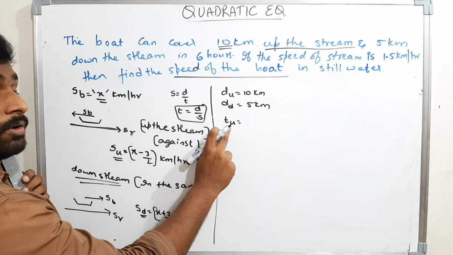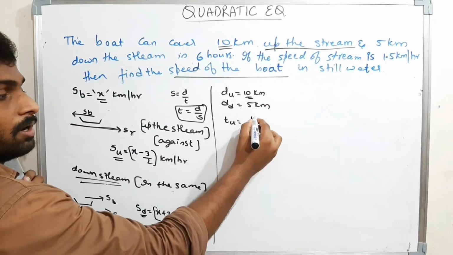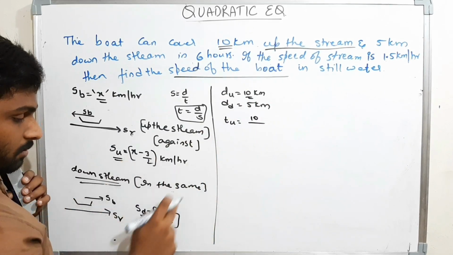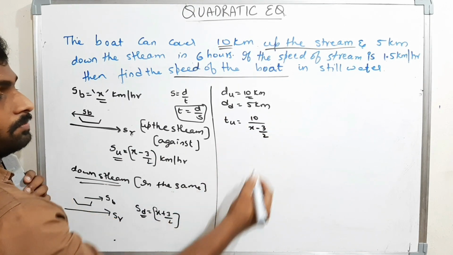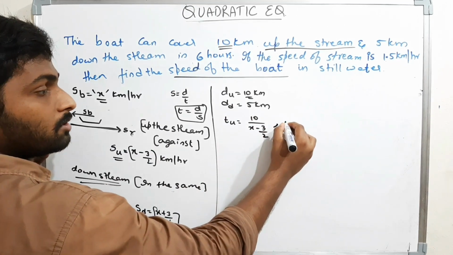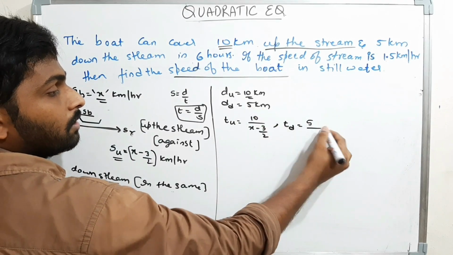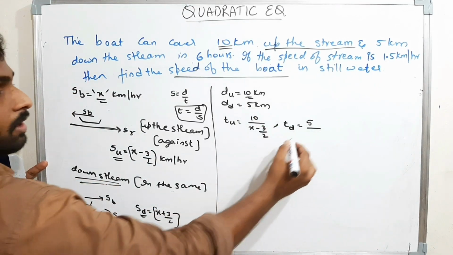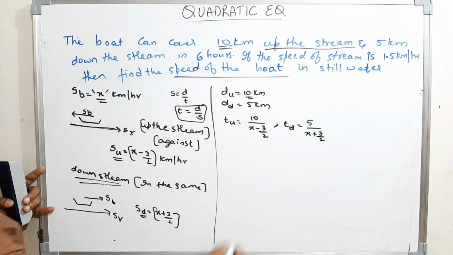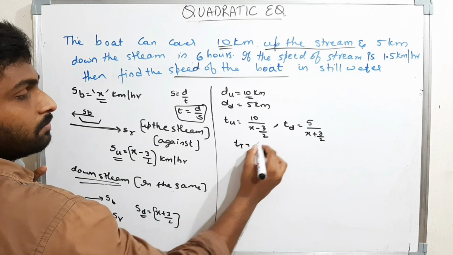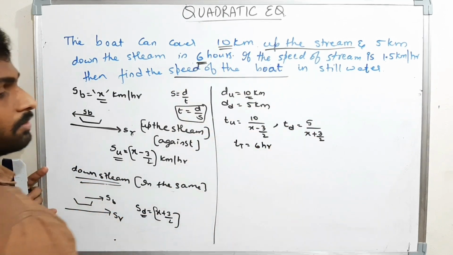For how much time did the boat move in upstream? Distance is how much? 10. What is speed? Speed in upstream is x minus 3 by 2. For how much time did the boat travel in downstream? What is the distance traveled? 5. What is speed in the downstream? It is x plus 3 by 2. Now what is the total time? They gave us 6 hours.